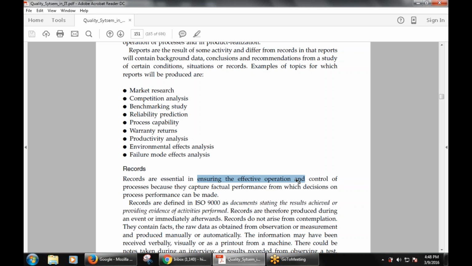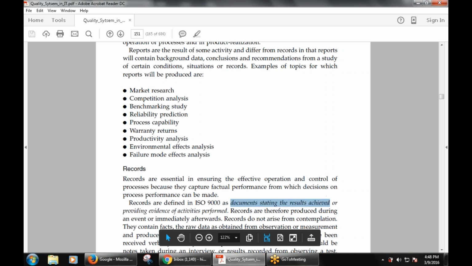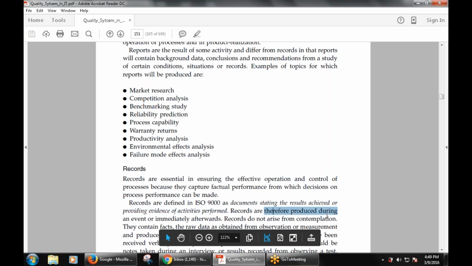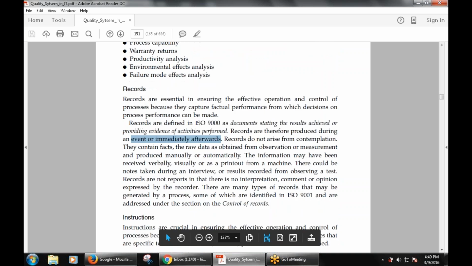That is the records, and records are defined in ISO as documents stating the results achieved. So what are the various results that are achieved, or providing the evidence of the activities performed. That is, what are the various activities that are performed, that is a record, and the document that is achieved is also the record. So what are the documents, what are the various evidence of the activity that is presented, that is known as the record. So records are therefore produced during an event or immediately afterwards.